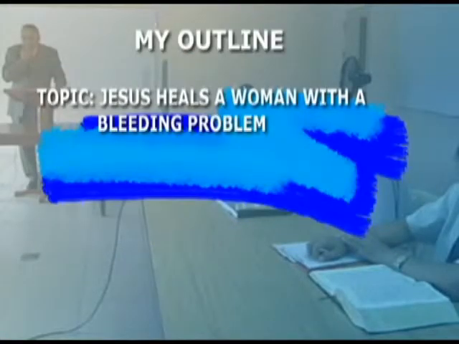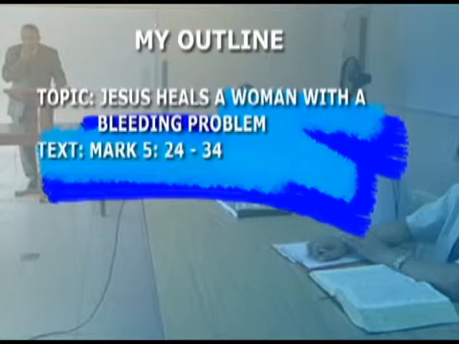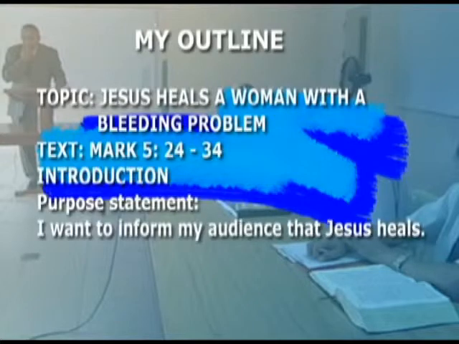This is my outline and how I deal with this sermon. First of all, I call this sermon, Jesus Heals a Woman with a Bleeding or Hemorrhaging Problem. The text is Mark 5:24 through 34. My purpose statement is I want to inform my audience that Jesus heals. So I'm not moving for a particular action. I just want to inform my audience.